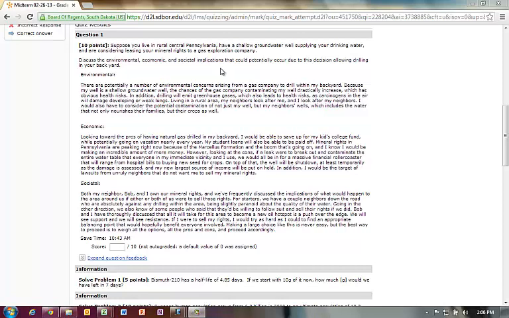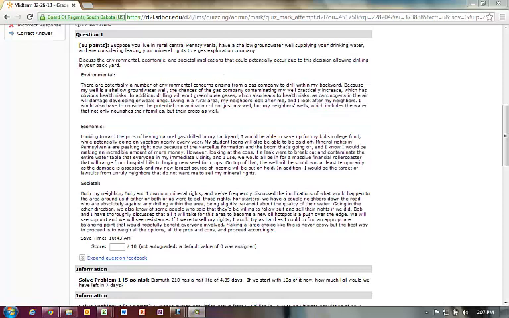This will be the review of the midterm exam for 2013, C326. First question: you live in rural central Pennsylvania and you've got a shallow groundwater well that is your drinking water, and you're considering leasing your mineral rights for gas exploration. So that likely means that hydraulic fracturing in the Marcellus Shale play will come into effect.